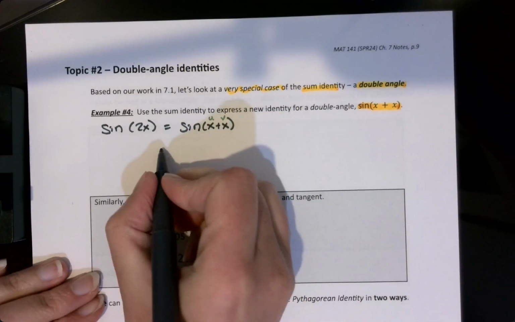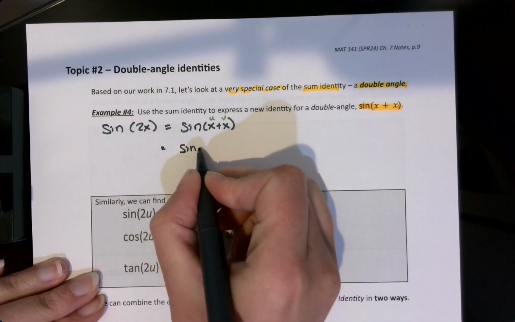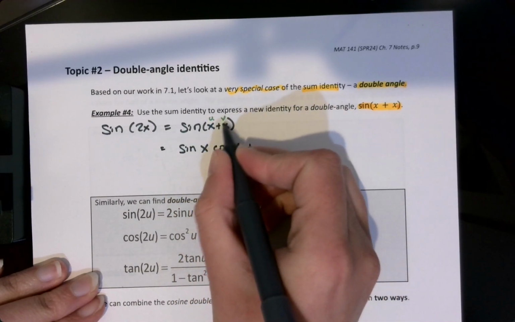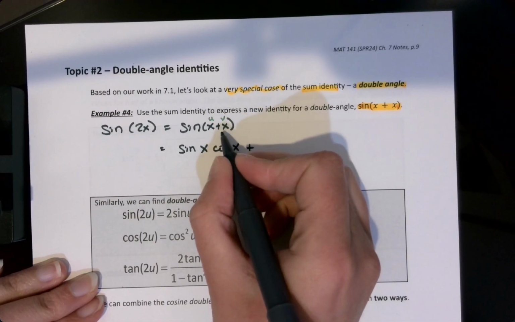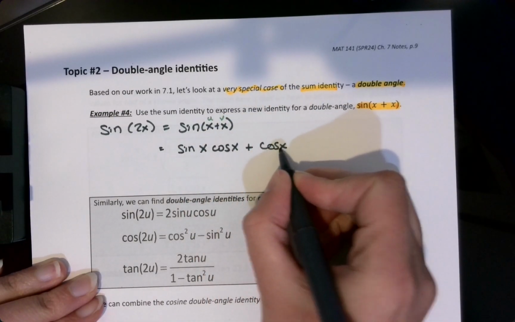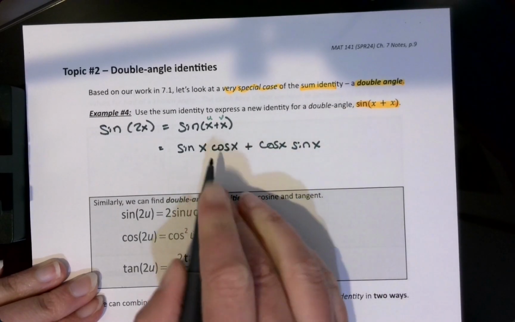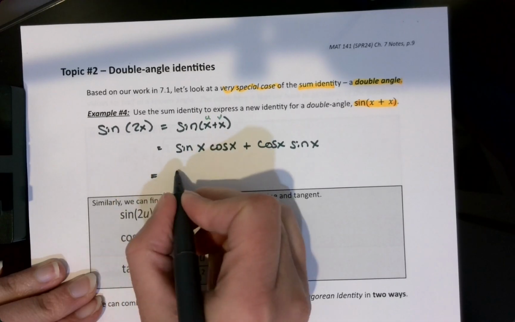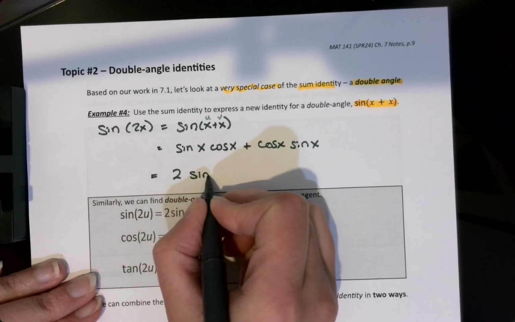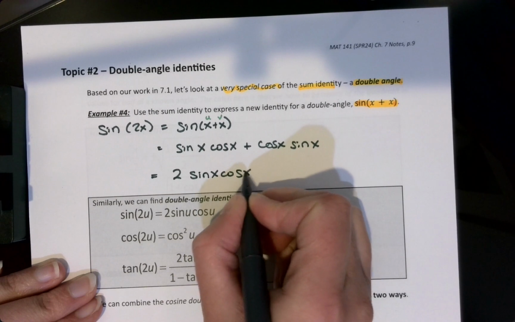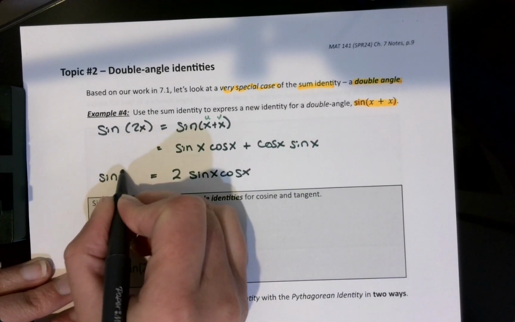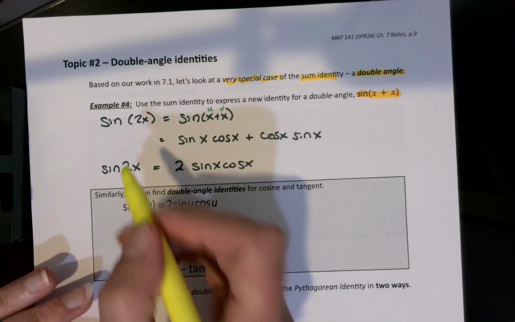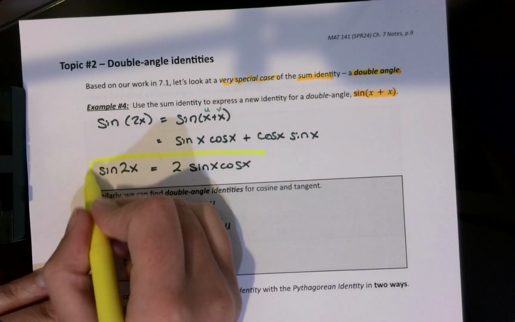So that's going to end up with sine x cosine v, which is x, plus cosine u, which is x, sine v, which is x. So sine x cosine x plus cosine x sine x. The order doesn't matter, so it's really 2 of the same thing. I end up with 2 sine x cosine x. So the sine of 2 times x is equal to 2 times the sine of x times the cosine of x.